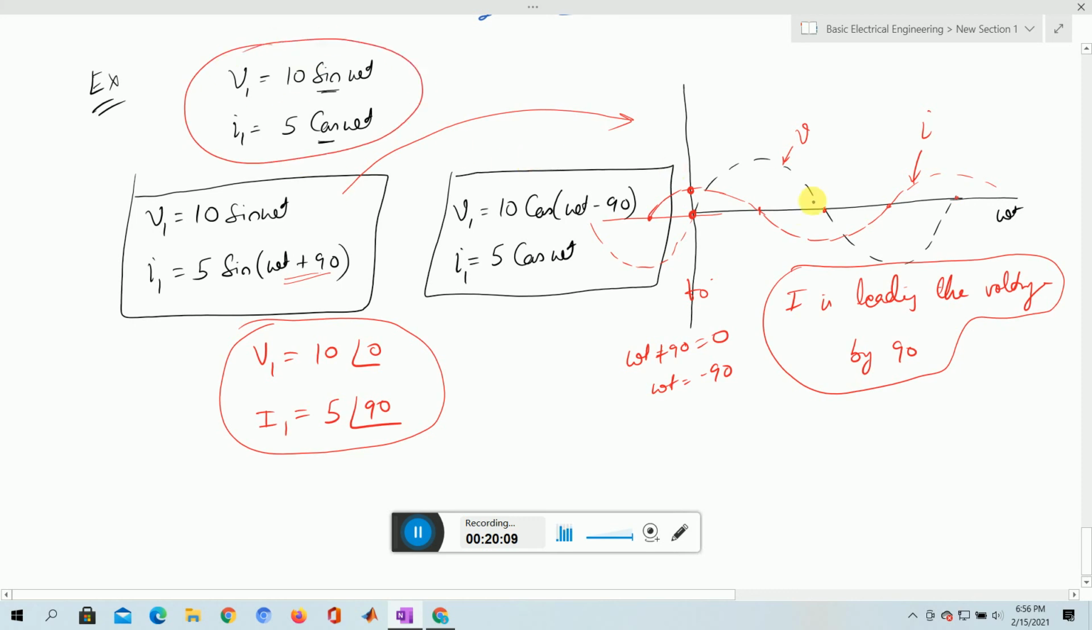If the question is asked to tell the phase angle, suppose the question is how much the current lags the voltage, but you find that the current is leading the voltage by 90 degrees. So to get a statement of how much the current lags the voltage, you can give a negative sign to it and write the statement.